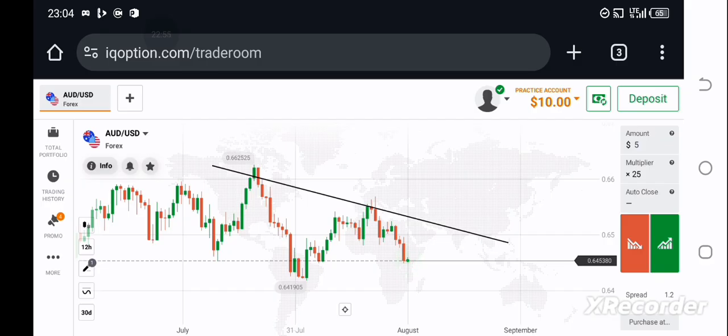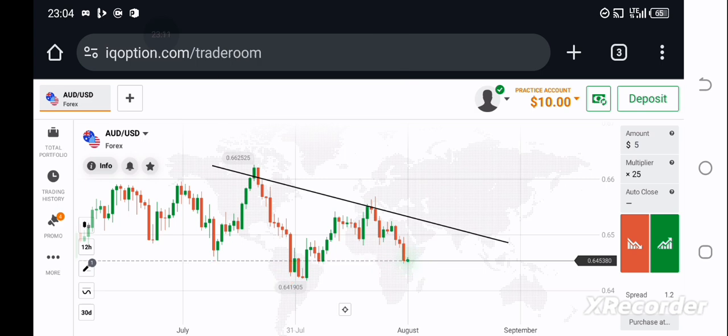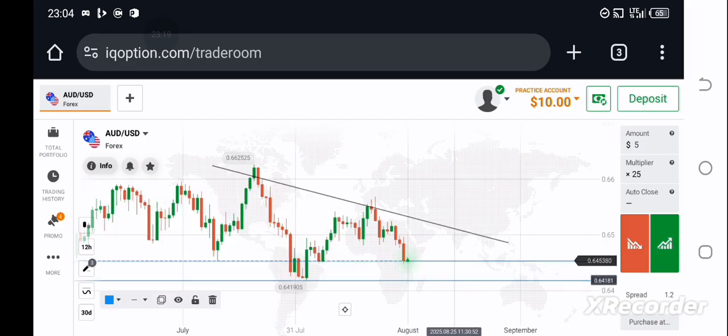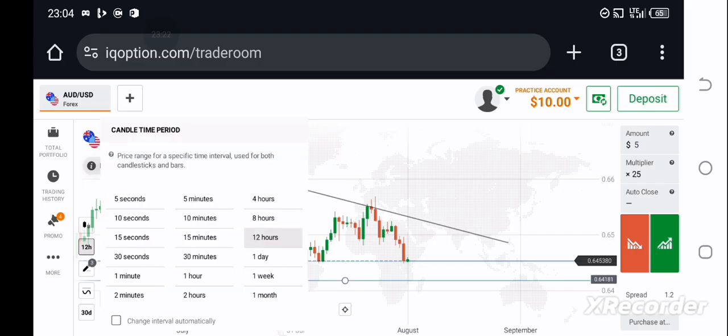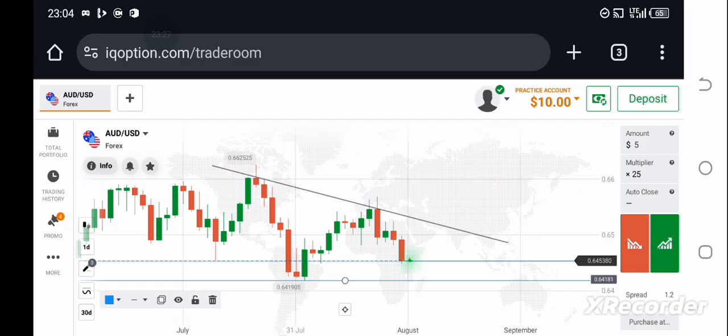If you look at it from the lower time frame, these are the rejection points. This is the rejection. This is where the body of the candle is. Let me draw it. You can see this is the body of the candle, and then this is the rejection point here. So let's switch to 1 day. You can see clearly.